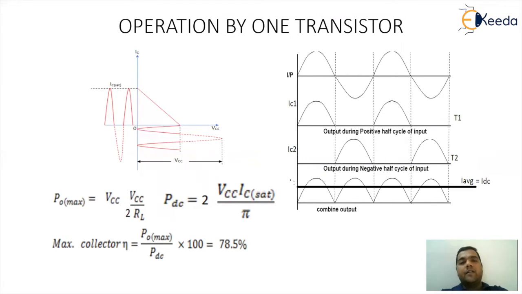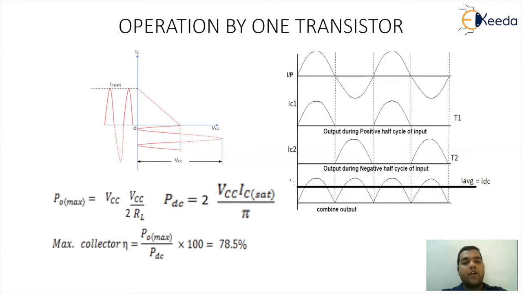So here you can see the operation of one transistor, where when we are giving a complete cycle at the input, we are getting only a half cycle at the output. So when the input was a complete sine wave, you got IC1 in the first cycle and in the third cycle, whereas IC2 because of the Q2 transistor will be in the second and the fourth cycle. So when you merge the operations of IC1 and IC2, we get a resultant collector current.